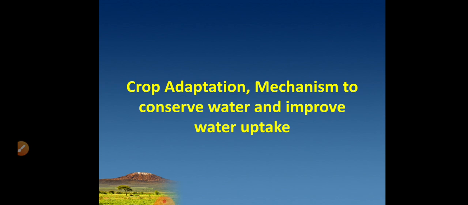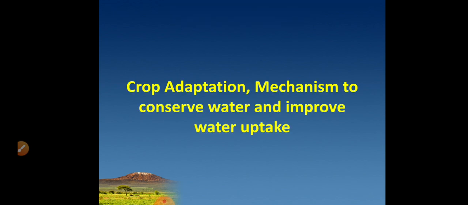So in today's lecture, my focus is on the crop adaptations, the different mechanisms to conserve water, and mechanisms to improve water uptake. Before starting this topic, what we learned in the previous lecture were the different types of droughts, the strategies of drought, and the effect of water stress or drought situation on physiomorphological characteristics of the plant. So this part is quite related with our today's topic. Okay, so we'll start with our first part.